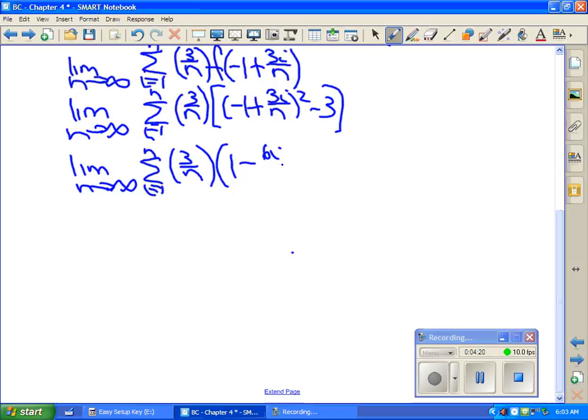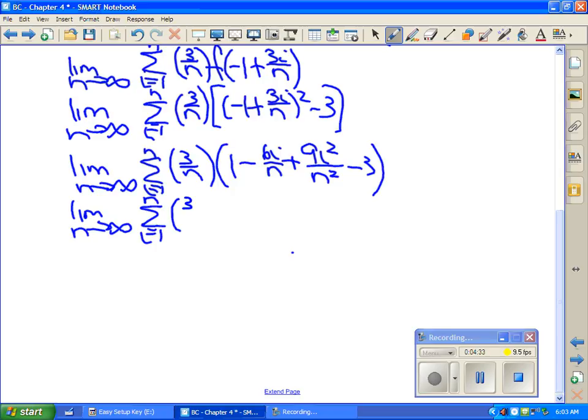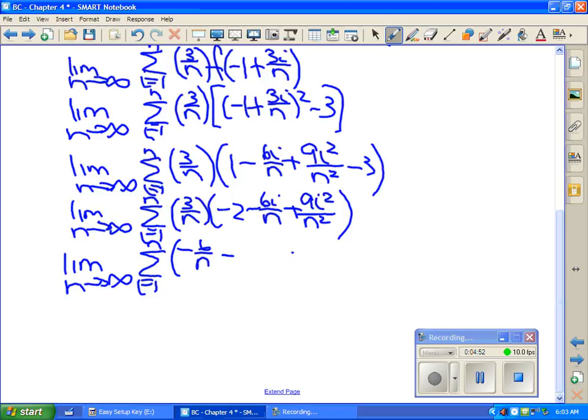Simplify it, you're going to get limit as n approaches infinity, summation i equals 1 to n, 3 over n. If I simplify this, you get negative 2 minus 6i over n plus 9i squared over n squared. Distribute it out, limit as n approaches infinity, summation i equals 1 to n, negative 6 over n minus 18i over n squared plus 27i squared over n cubed.